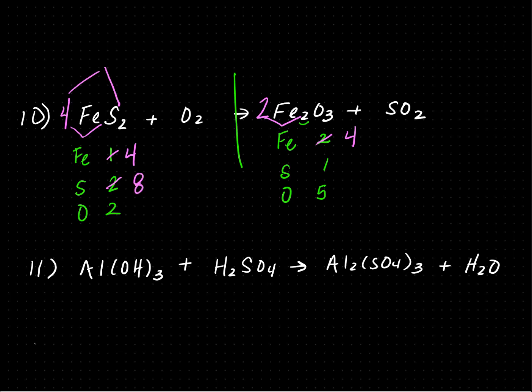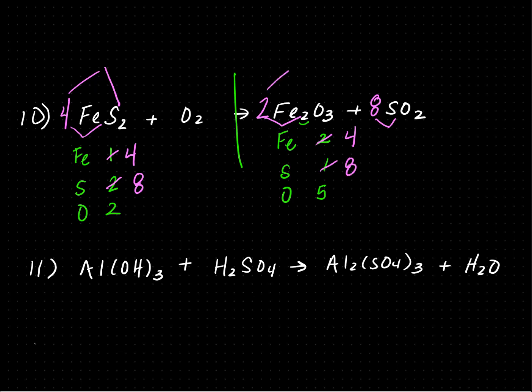My irons are balanced, but my sulfurs are not. To get 8 sulfurs on the product side, I need a coefficient of 8 in front of SO2. So 8 times 1 is 8. My sulfurs are balanced. Now I need to count my oxygen.